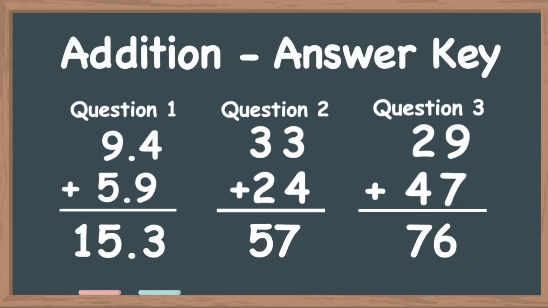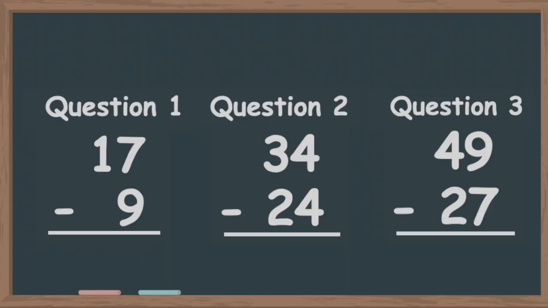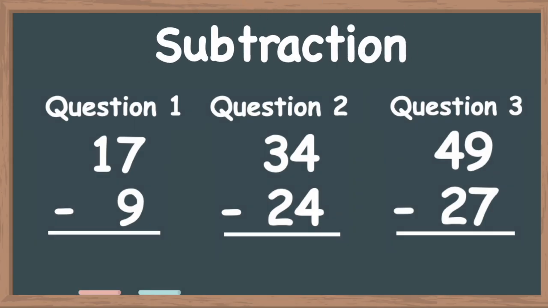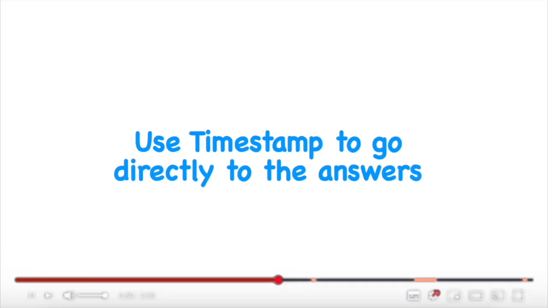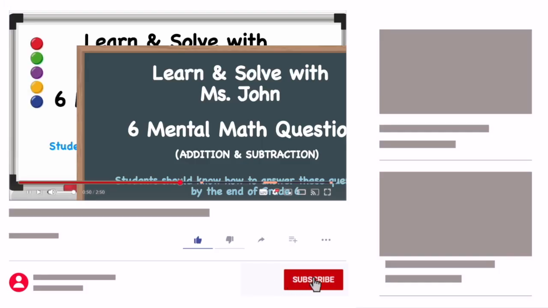Here's the answer key. If you got an answer wrong, use a timestamp to go back and check your solution. Here's a look at 3 subtraction questions we're going to solve. Feel free to pause and solve the question on your own first, or watch Ms. John guide you through the solutions. Feel free to use the timestamp below to go directly to the answer key.